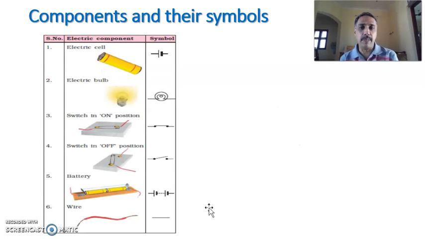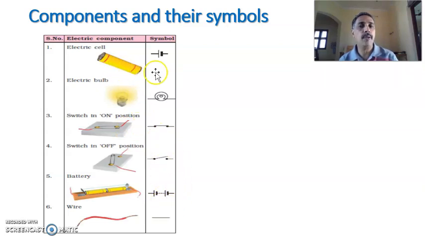So we need symbols to represent a circuit diagram. The electric cell, as we have seen earlier, is represented by a longer line and a shorter line. The positive and negative terminals of the cell are represented like this. Then an electrical bulb is represented like this, and the closed position of the switch, then this is the open position of the switch.